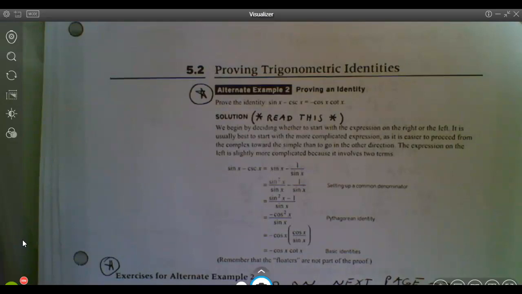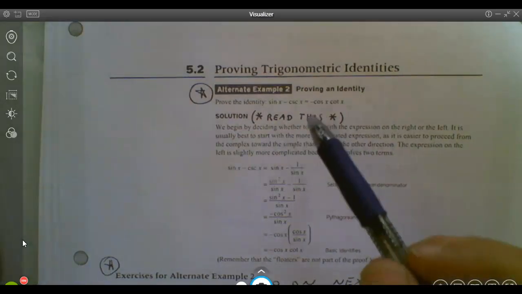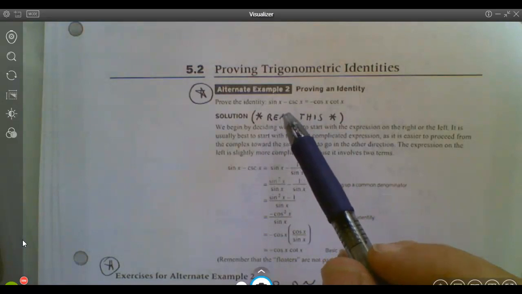Moving on into section 5.2. In this one, we're going to look at proving some of our trig identities. Always a good time. So what we're looking at on this is just their example to get us started.